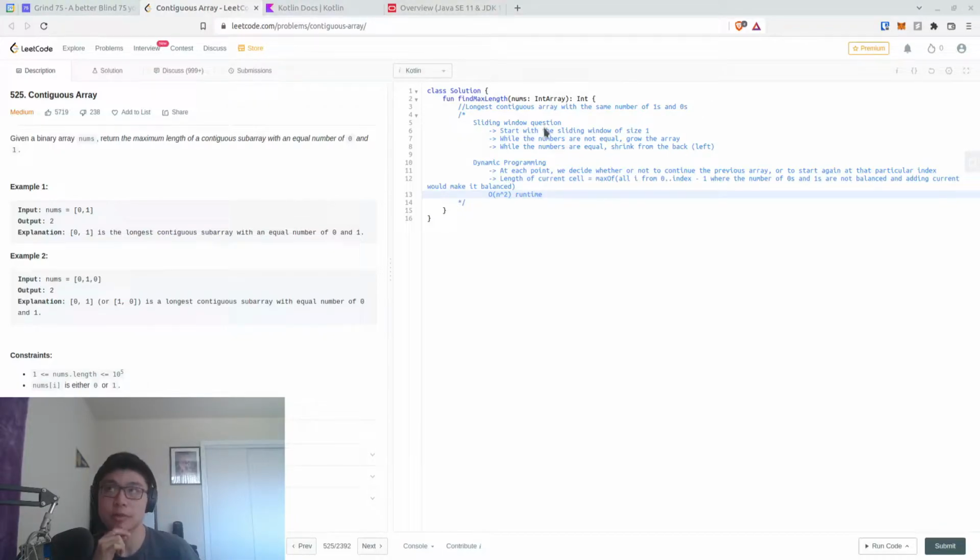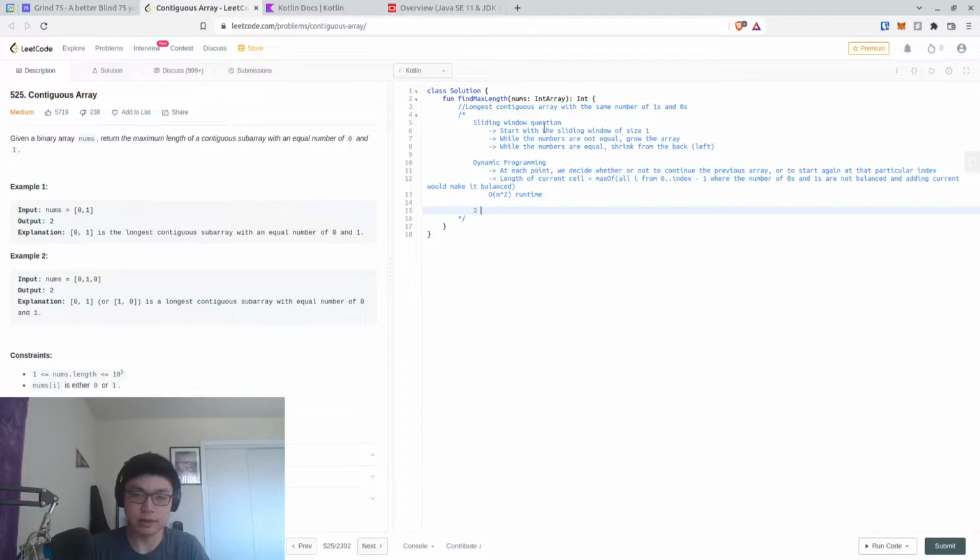So at that point we would basically start from our current cell. We would look backwards and see, okay, what was our previous maximum at that point? And so on and so forth. Let's see. We know that there are 2 edge cases, no matter which approach we decide to take.